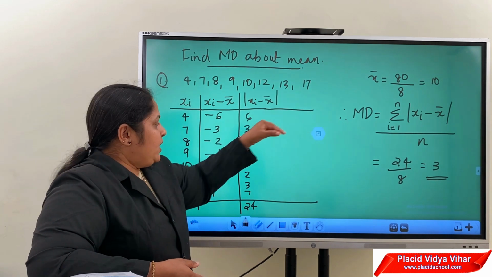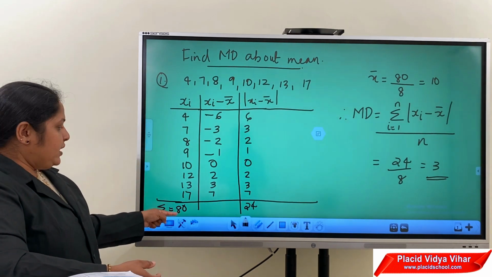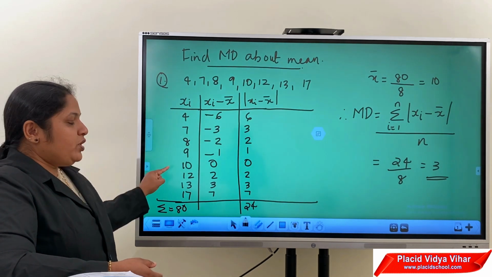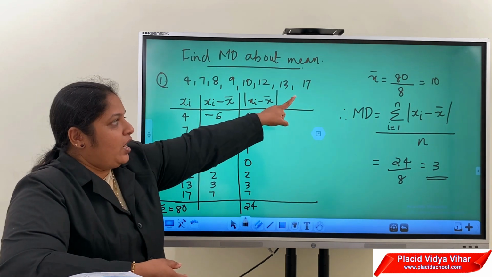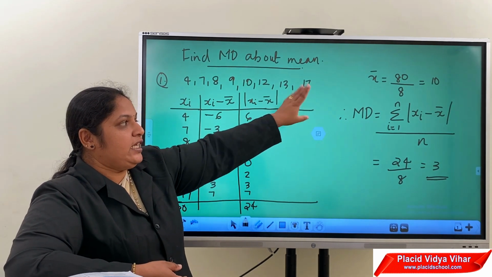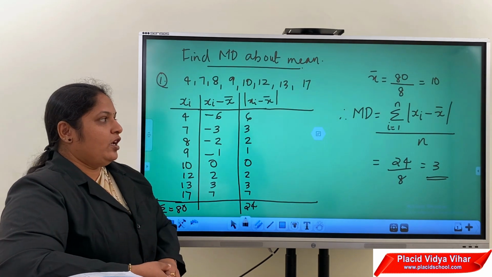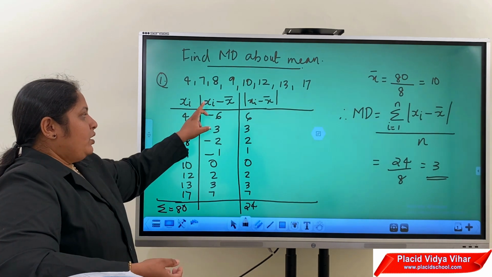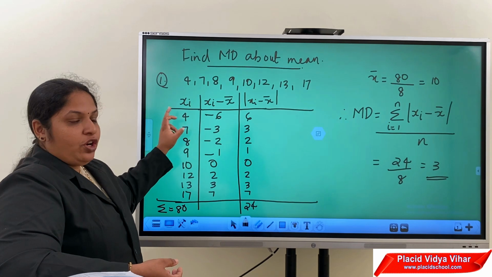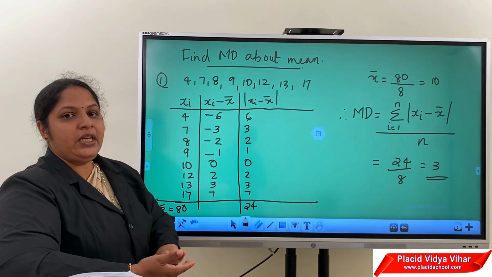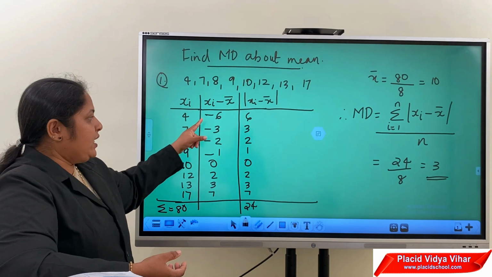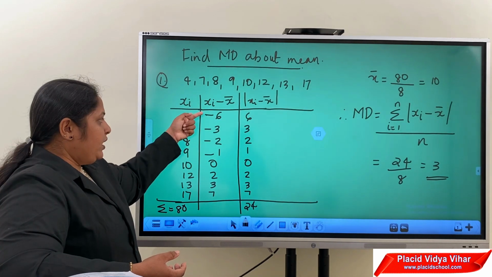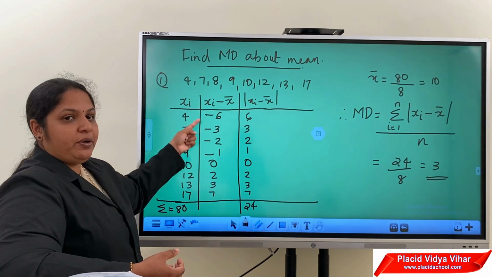What is the mean? Mean is the sum of all the observations, that is 80, divided by the number of observations. Number of observations, we can find it out, it is 8. Therefore, mean x bar is 80 divided by 8, that is 10. Now, to find the deviation from mean, the deviation of each and every observation from the mean is to be taken. That is 4 minus 10 is minus 6, 7 minus 10 is minus 3, 8 minus 10 is minus 2. Similarly, deviation from mean is taken for the rest.